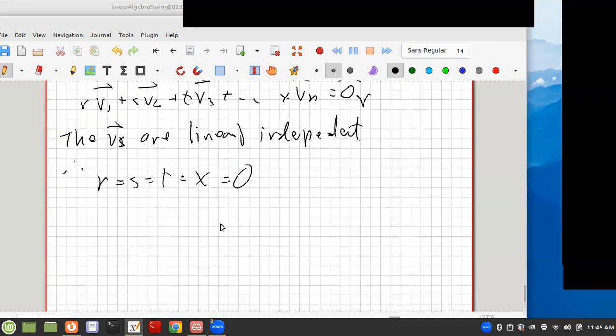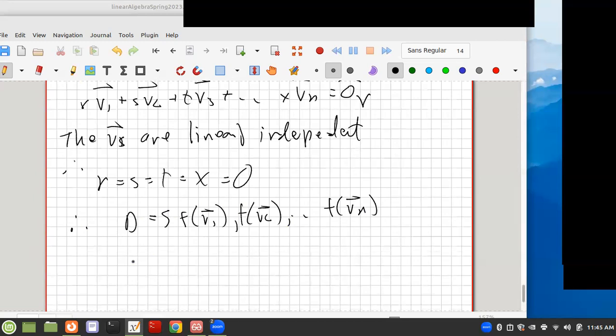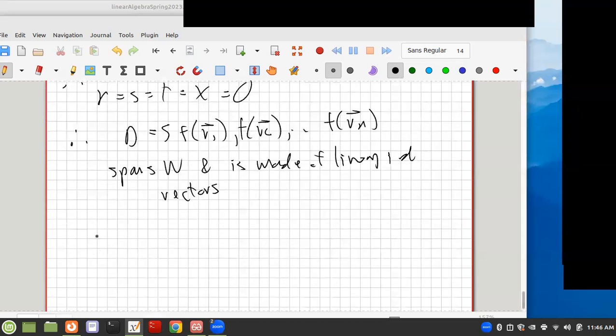So therefore, D equals F of V1, F of V2, through F of Vn both spans W and is made of linearly independent vectors. That means that D is a basis of W. So we've shown that the images of the basis vectors in V form a basis of W.